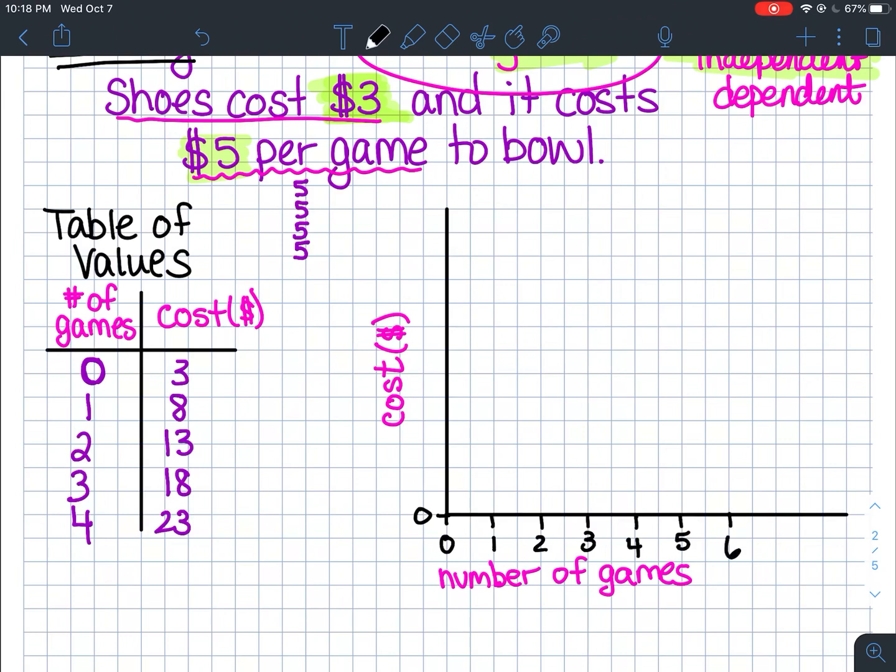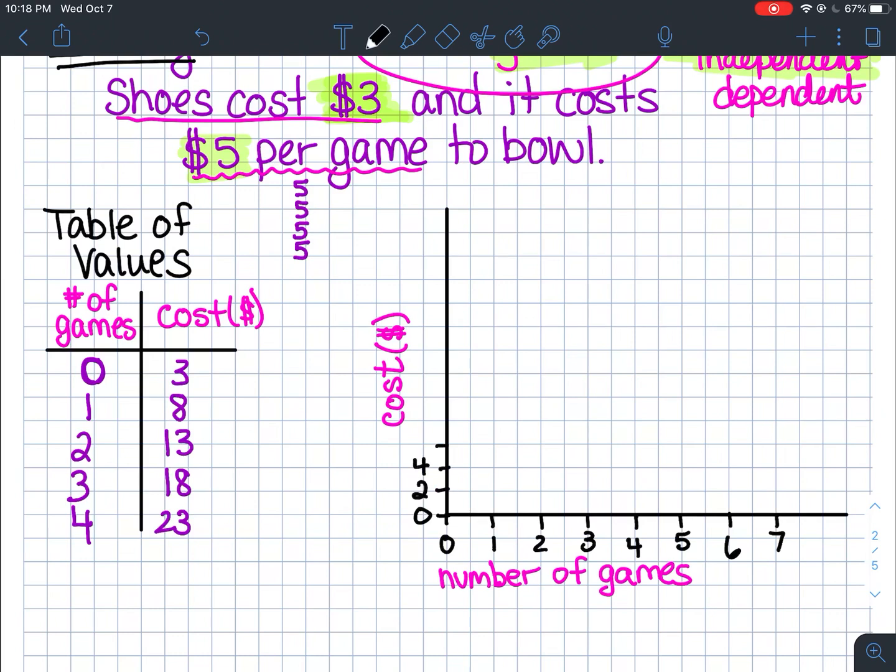I'm just going to keep my numbers going even though I actually only went till 4. Okay, and then my cost. I have to pick a number to go up by. Let's say I went up by 3s: 3, 6, 9, 12, 15. I think I could. Or what about 2s? 2, 4, 6, 8, 10, 12, 14, 16, 18, 20. Yeah, I could do 2s. Okay, I think I'm going to do 2s.